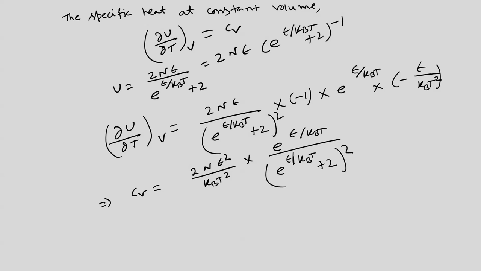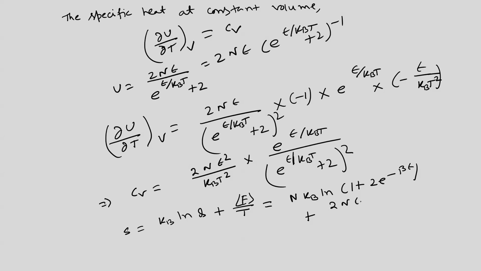Now, how to calculate entropy? Entropy S is k b ln q plus E average by T, and if we substitute all here, we get n k b ln 1 plus 2 e to the minus beta epsilon plus twice n epsilon by t times e to the beta epsilon plus 2. So, this is the value of entropy.